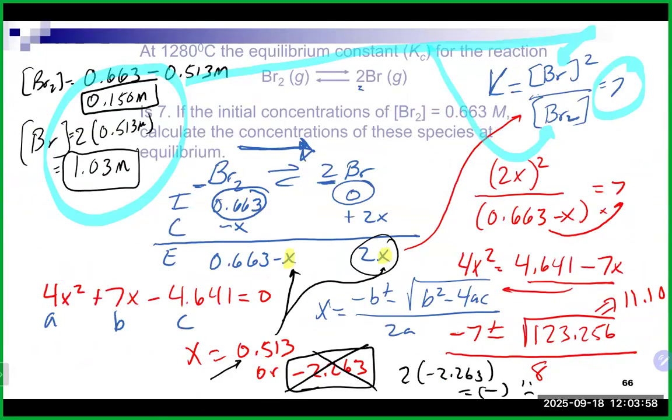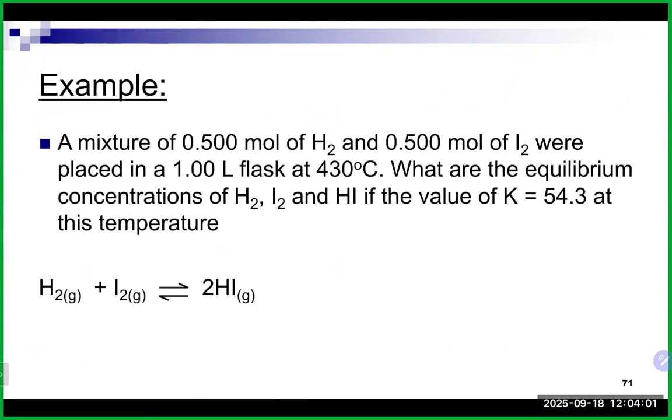Zoom in case you missed it. All right, well, I did one. Why don't you do one? So we have a mixture of 0.5 moles of H2 with 0.5 moles of I2 in a 1-liter flask. What are the equilibrium concentrations, everybody, if the K value is 54.3? So take some time here, work it out, see what you come up with.